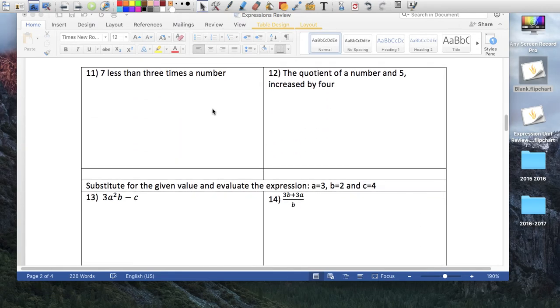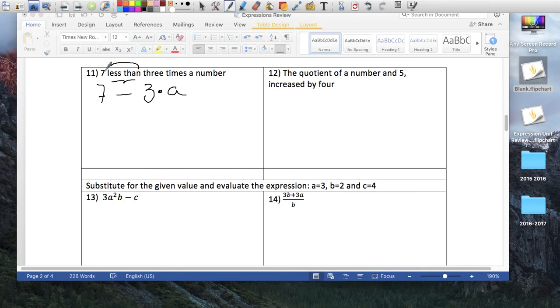Next. 11. 7 again. If you do it slowly and just write it, 7 means 7, of course. Less than means subtraction. 3 is 3. Times is your multiplication. And a number, let's just pick a. That's what it looks like.